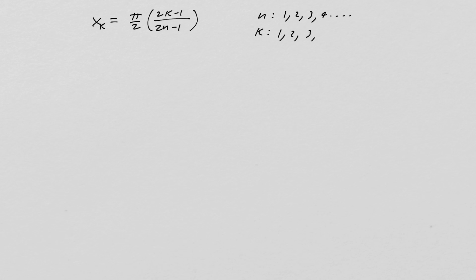So we have our xk, and our xk is going to be pi over 2 times (2k minus 1) over (2n minus 1), okay? And n, of course, is going to be 1, 2, 3, 4, and so on and so forth, right? And then, of course, k can also range from 1, 2, 3, 4, and so forth, provided that xk is still less than pi. Okay, well, let's see if we can figure this one out.